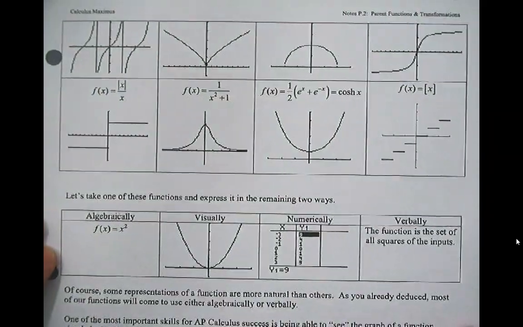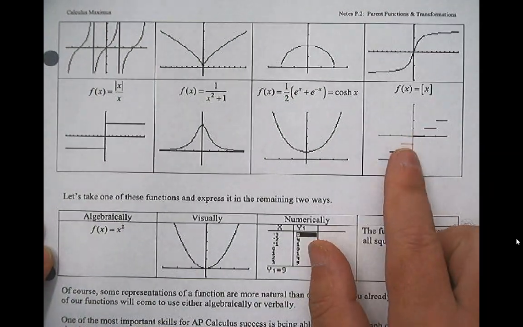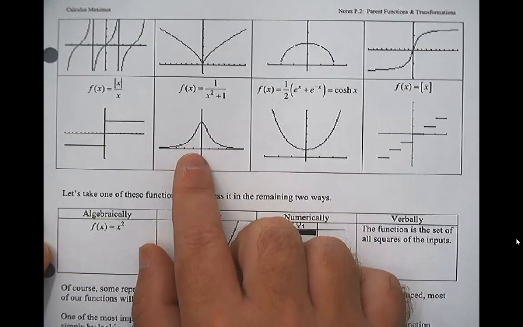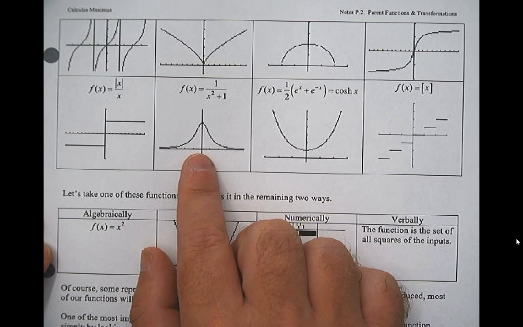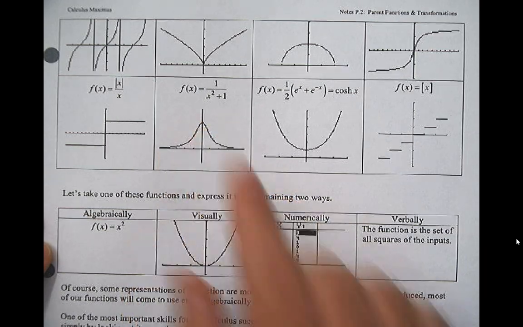And then that continues. We've got some more parent functions here. Step functions, I'll talk a little bit about those. This is the normal distribution curve, I think. I mean, I don't know. This one doesn't come up a whole heck of a lot.